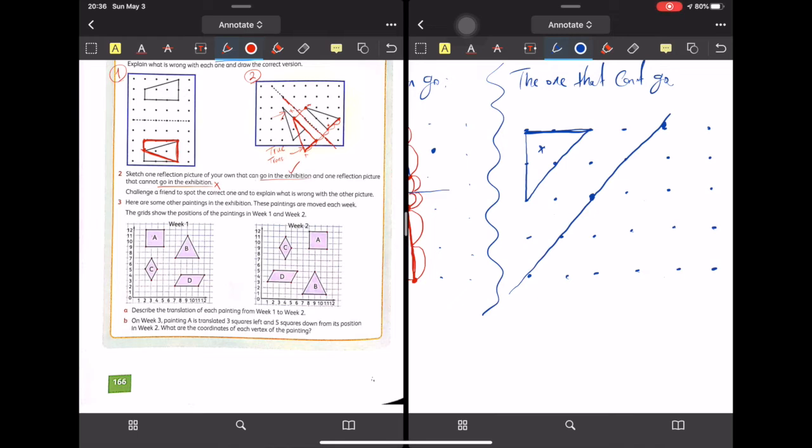And let's say in a random place. I want to put it here. Okay. So this is a very wrong reflection.